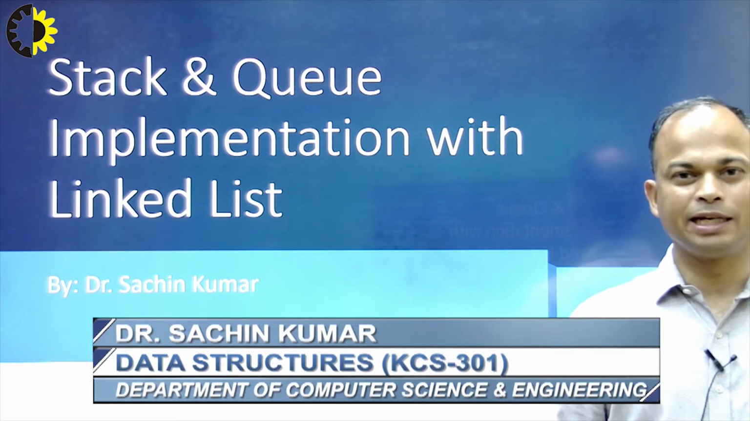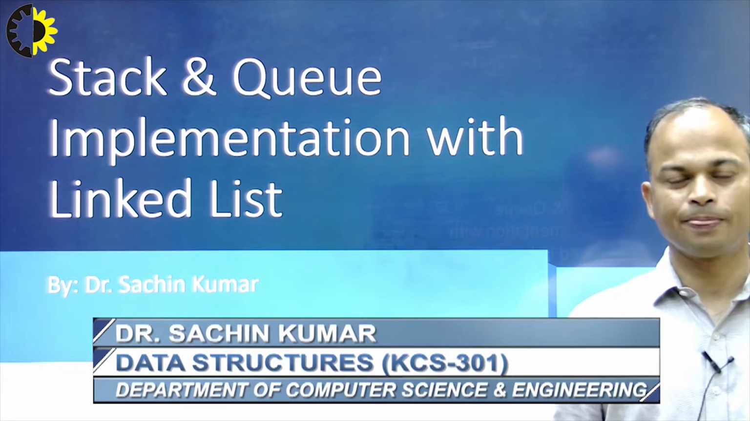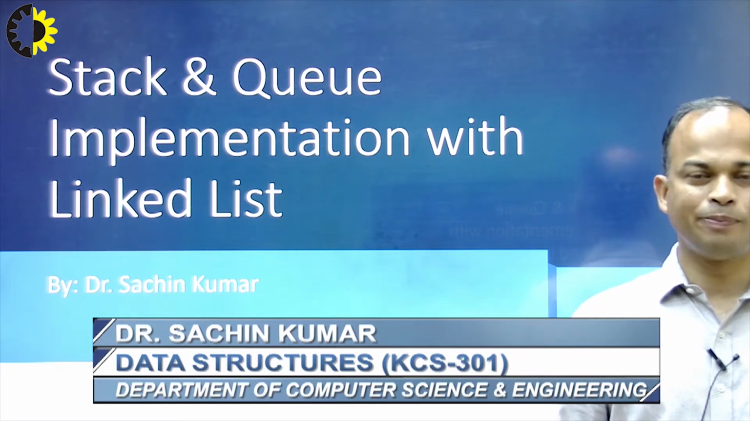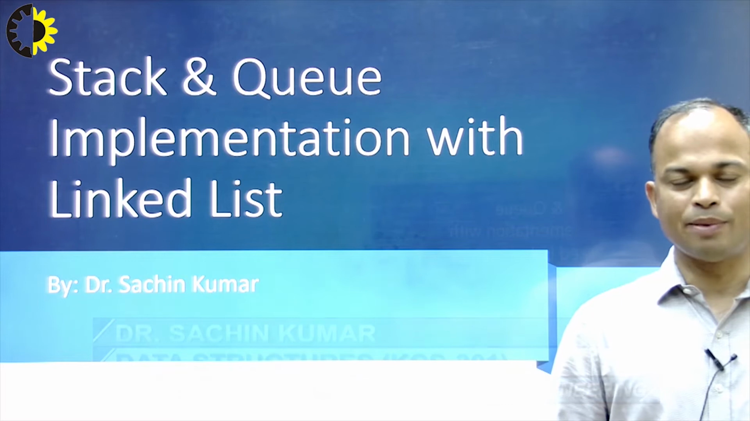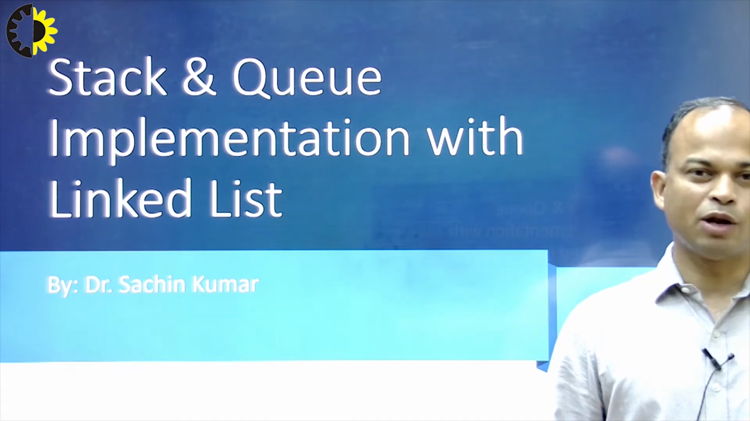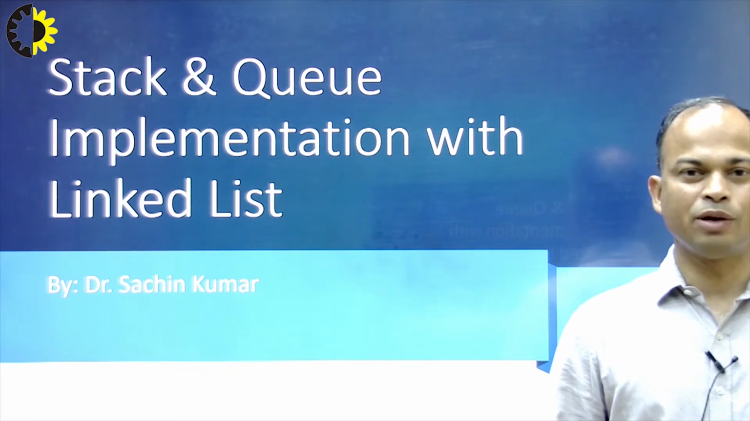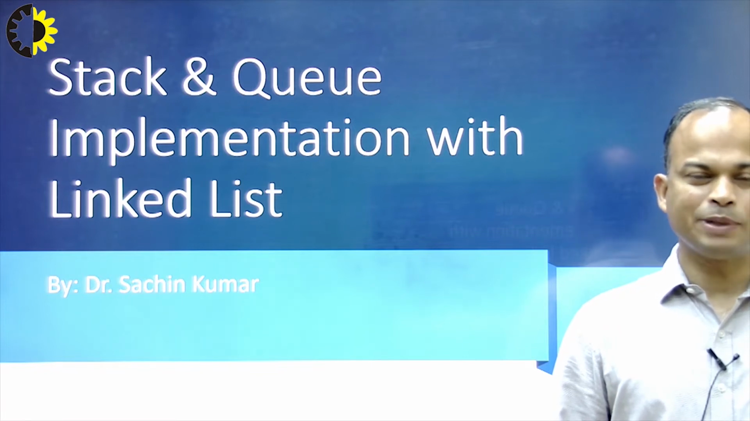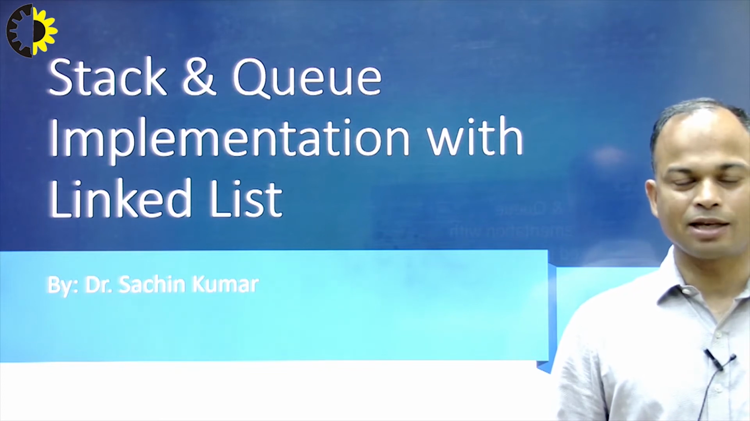In this video we are going to discuss stack and queue implementation using linked list. When we talk about the linked list implementation, we are talking about dynamic memory allocation. I mean, how we can implement stack and queue with dynamic memory allocation. There are two ways to represent any concept, either static memory allocation or dynamic memory allocation. Static memory allocation means we implement with the help of an array, and dynamic memory allocation means we implement with the help of a linked list. So in this video we are going to discuss the dynamic memory implementation of stack and queue.